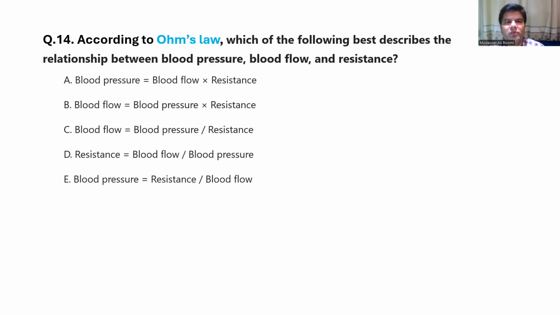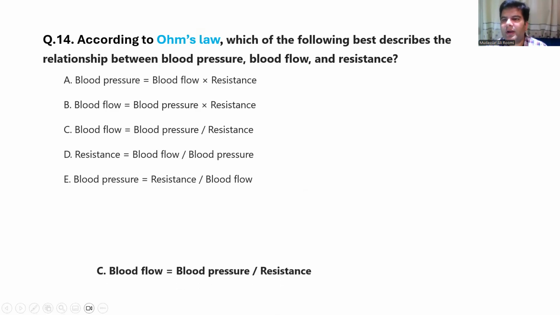Next question: according to Ohm's law, which of the following best describes the relationship between blood pressure, blood flow, and resistance? The options are A. Blood pressure is equal to blood flow into resistance. B. Blood flow is equal to blood pressure into resistance. C. Blood flow is equal to blood pressure divided by resistance. D. Resistance is equal to blood flow divided by blood pressure. E. Blood pressure is equal to resistance divided by blood flow. And the answer is C. Blood flow is equal to blood pressure divided by resistance.